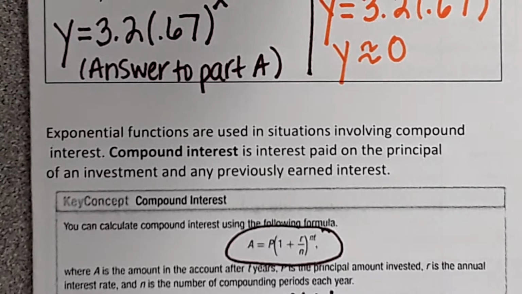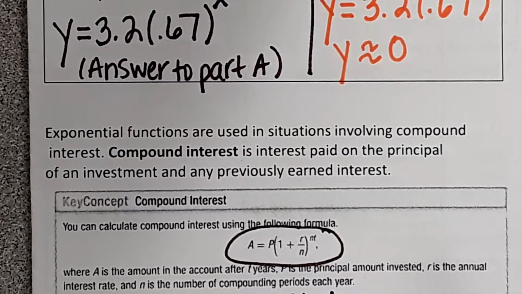P is your initial value. How much did you put into the account? How much are you taking out for your loan, okay? R is your rate. What is your interest rate? N is how many times it's going to be compounded. So you guys, if it says it's compounded monthly, that means you have 12 during the year. If it's compounded every other month, then it would be 6 times. And T is the entire time frame.